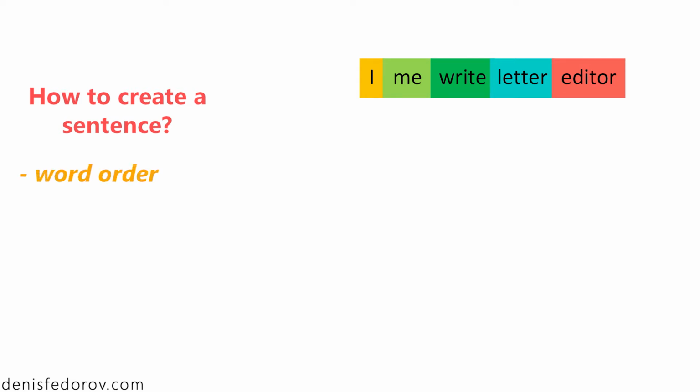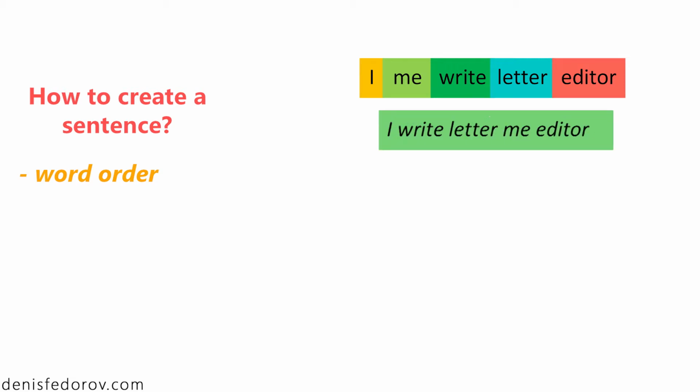The first instrument is the word order. By placing words in their logical order, we can get this: I write letter, me editor, or me editor, write letter I. And using the word order, we can basically understand the info from the sentence. But not in full. In these examples, the word order was not enough to convey the thought, because of this ambiguity. It's either the editor writes the letter or it's me who writes. A confusion is taking place.